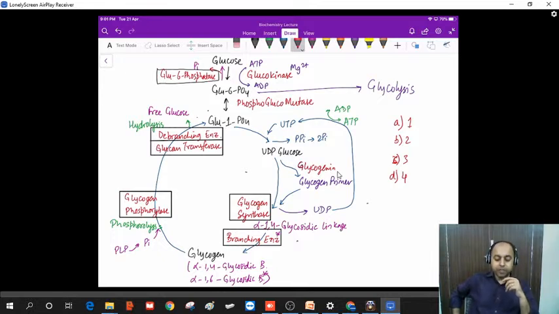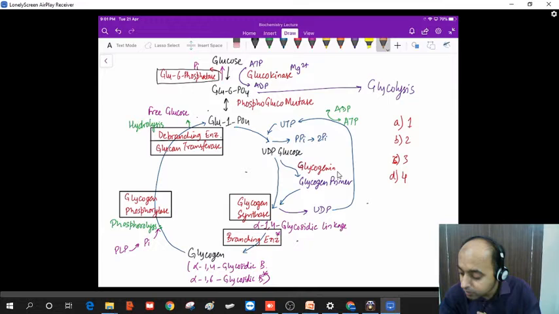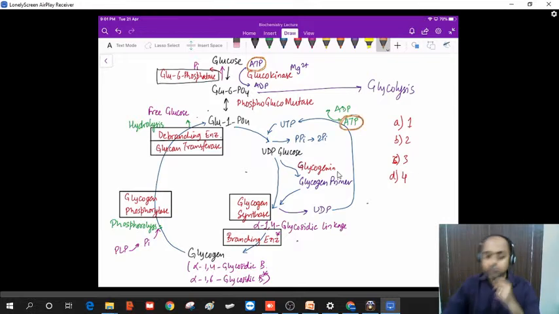Okay, 3 ATP, 2 ATP, what else? Very good, very good. So I'll highlight the answer. 1 ATP is used here. The second ATP is used here. So the correct answer is 2 ATP. 2 ATP are required in total to add 1 glucose to the glycogen.